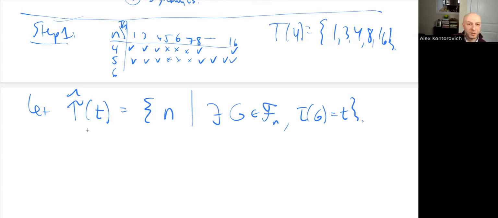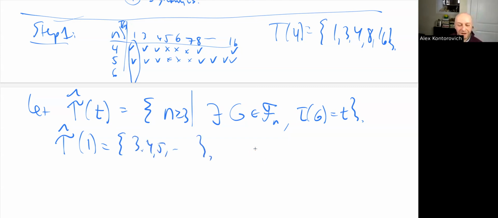Okay, so if we look at tau hat of 1, we just get every value, because 1 is always there. So tau hat of 1, I'm only taking graphs with at least 3 vertices: 3, 4, 5. So we get everybody. Whereas tau hat of 5, yes, 5 will occur in 5. So tau hat of 5 is everybody from 5 and then on: 5, 6, 7, and so on.